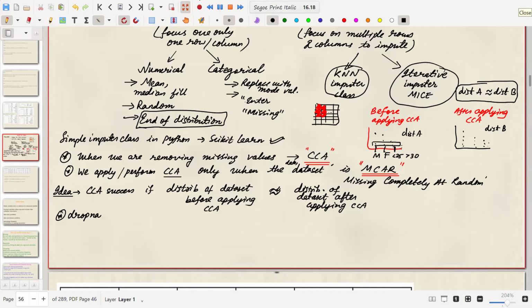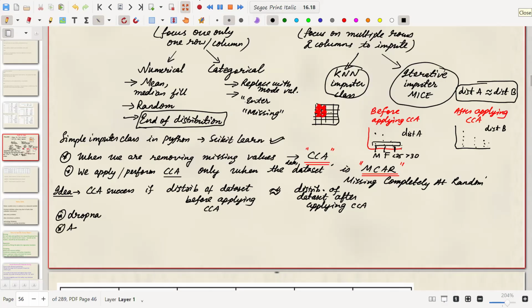Because if your dataset is skewed, the distribution will be left skewed or right skewed. That we will see now. But after removing that skewed part, the dataset will be almost normally distributed, so the distribution will be a bit different. Therefore, one advantage of CCA is the distribution will mostly be the same before and after applying CCA. That's one of the advantages.